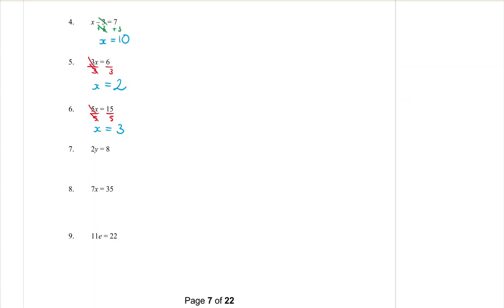2y equals 8. So opposite, that means times. The opposite is to divide by 2.